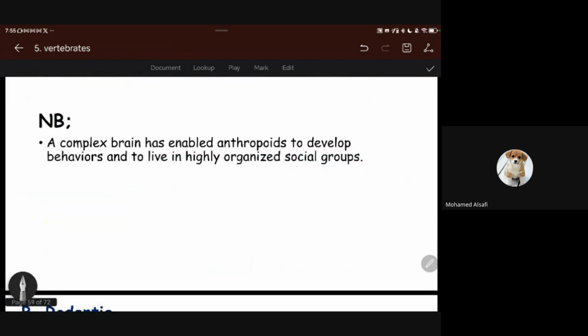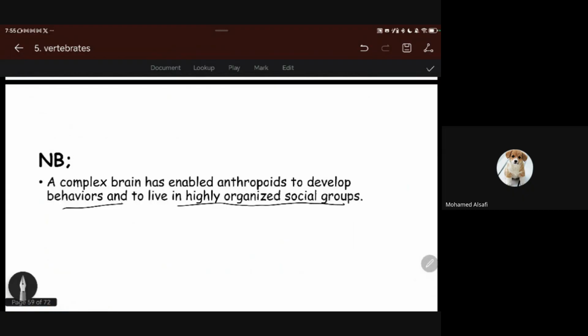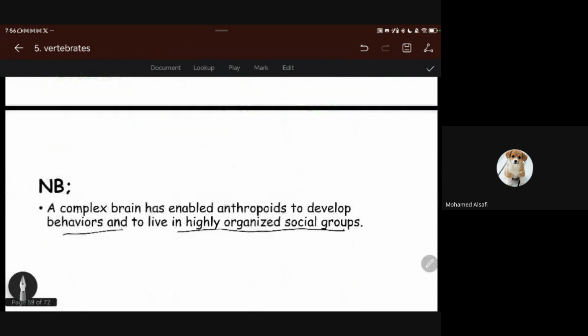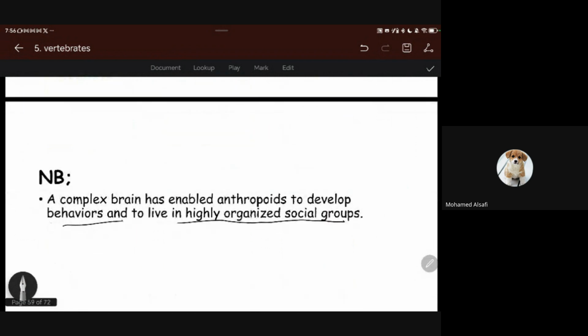A complex brain has enabled primates to develop behaviors and to live in highly organized social groups. They look like monkeys or gorillas, and as you know, these types of animals live in groups. Okay, why? Because they have complex brains.